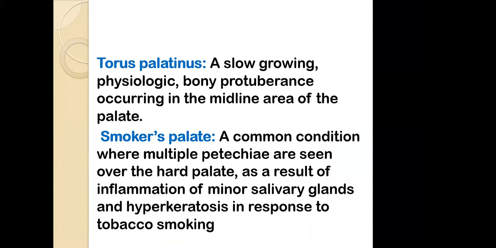On the palate, sometimes there can be other abnormalities other than clefts, like a torus palatinus. This is slow growing. It's almost like the mandibular torus, but this is now on the palate. Then there can be smoker's palate, a common condition where multiple patches are seen over the palate as a result of inflammation of minor salivary glands and hyperkeratosis.